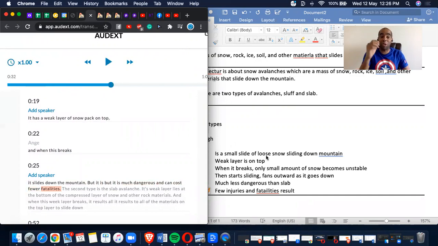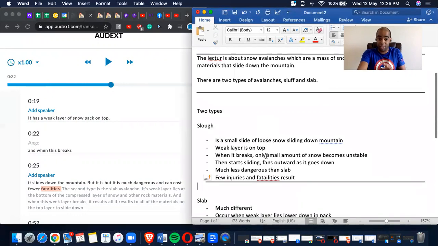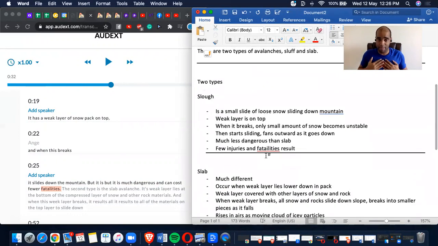Okay. Now, as you can see, I love this. Okay, you did good, all right? Because look at my notes. Here are my notes, okay? It's a small slide of loose snow sliding down the mountain, weak layers on top. When it breaks, only a small amount becomes more unstable, then starts sliding and fans outward as it goes down. It's much less dangerous than the slab, few injuries and fatalities as a result.